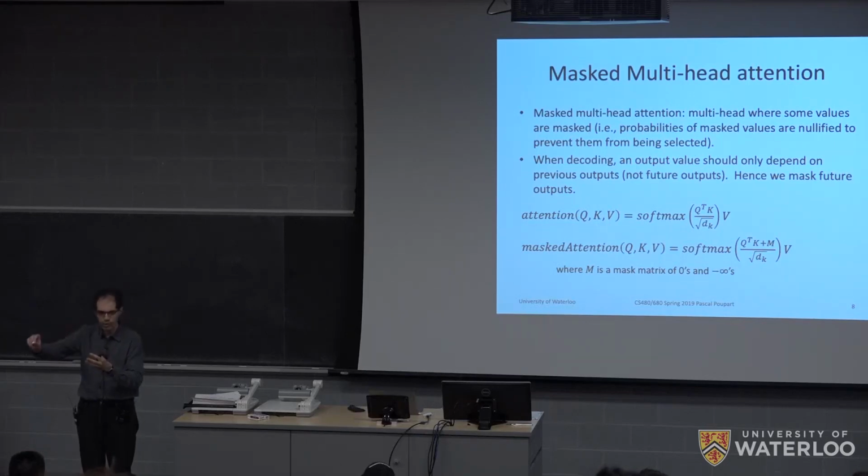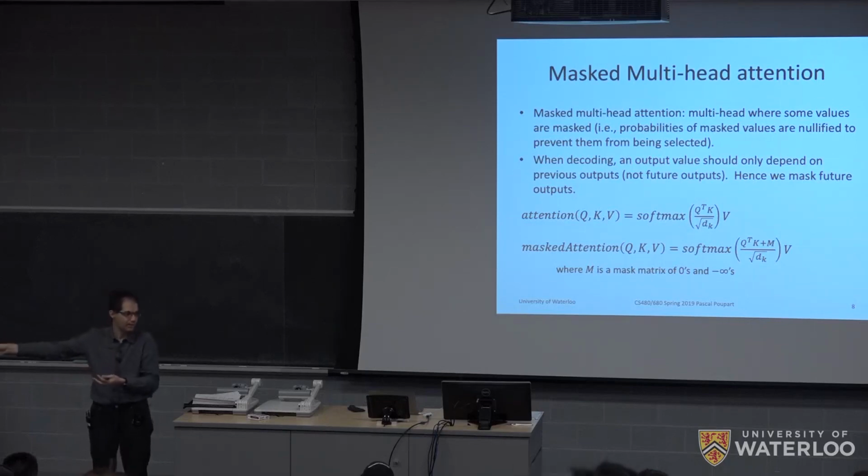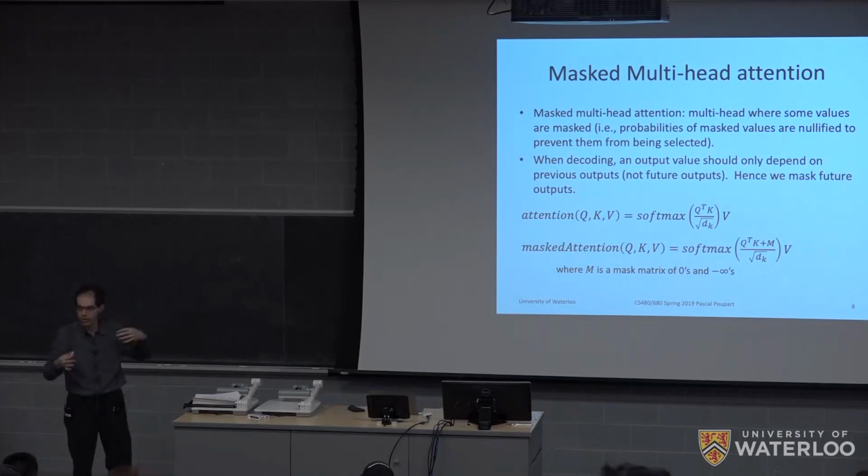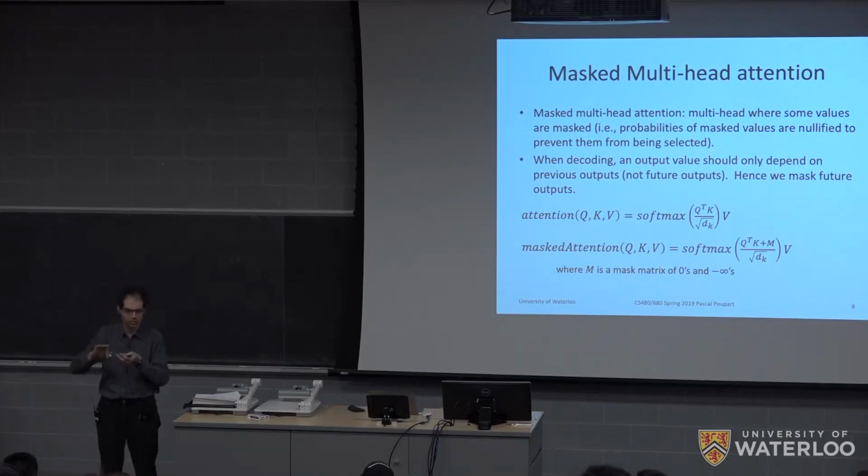When we produce a word, then it's okay for that word to depend on the previous words in the translation because we're generating them sequentially. But it doesn't make sense for that word to depend on the future words because we haven't produced them yet. So here what we need to do is to essentially change our attention mechanism so that we would nullify or effectively remove links that would create dependencies on words that we haven't generated yet. And so this is what we call a masked multi-head attention.